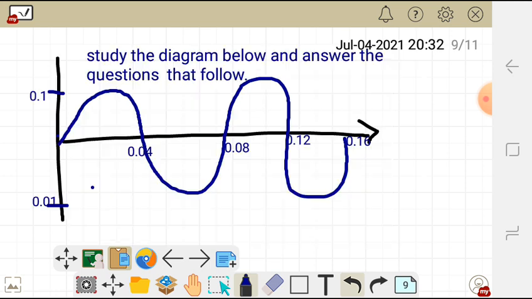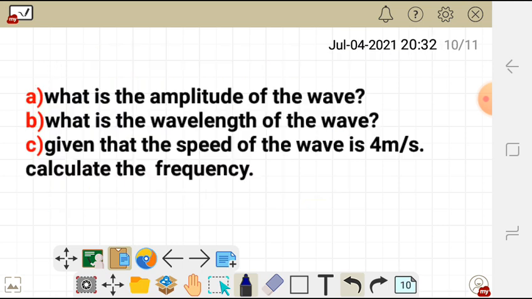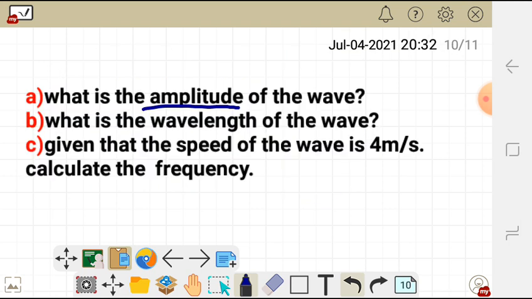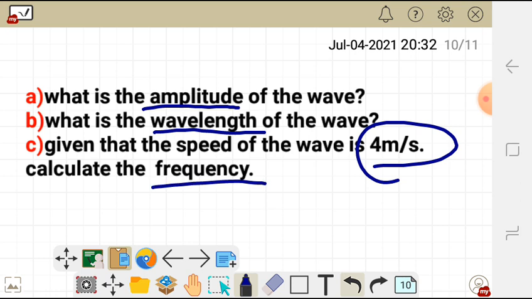Then I have this question for you. Study the diagram below and answer the questions that follow. What is the amplitude of the wave? What is the wavelength of the wave? And given that the speed of the wave is 4 meters per second, calculate the frequency. Try this and send the answers to my inbox, and then we're going to solve this together.